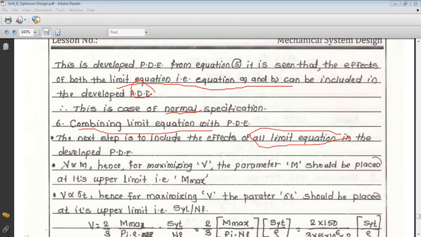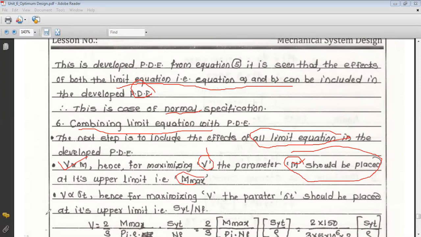In that developed primary equation, volume is directly proportional to the mass of the vessel. So hence, we have to maximize the volume. So the parameter m should be maximum because volume is directly proportional to the mass. So hence, for maximizing the volume storage capacity, the mass of vessel should be maximum. That is, we have to keep it at upper limit, that is m maximum.